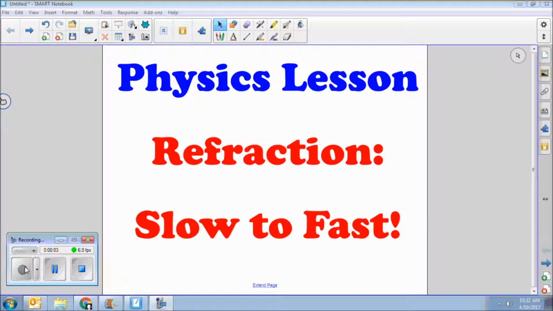All right, so today's physics lesson, we're going to be learning again some more about refraction, but this time we're going to focus instead of what happens when the change in medium causes the light to slow down, but what happens when the change in medium causes the light to speed up. And it basically amounts to the same thing with one extra little hiccup that we need to be careful about. All right, so here we go.